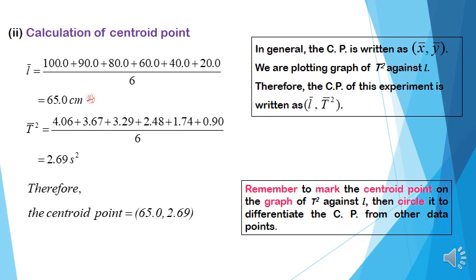Remember to show the calculation of centroid point for average L and average T squared in your lab report. Therefore, the coordinates of centroid point for this experiment is 65.0 and 2.69. Remember to mark the centroid point on the graph of T squared against L, then circle it to differentiate the centroid point from other data points.